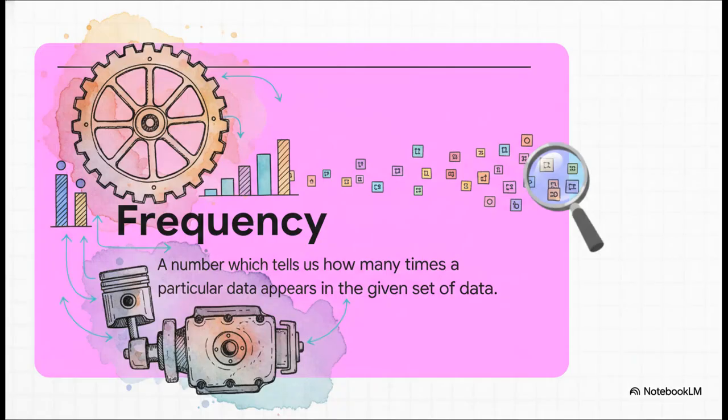The real key here is frequency, which, let's be real, is just a fancy word for how many. It's the number that tells you how often something happens. And it's the engine that makes these tables so incredibly useful for spotting patterns.